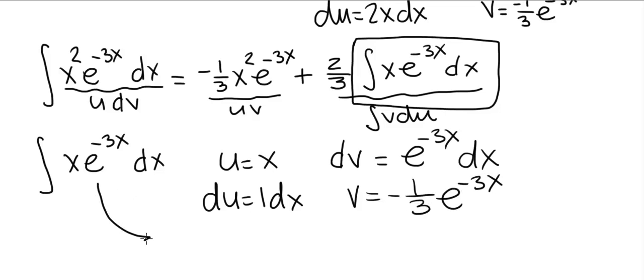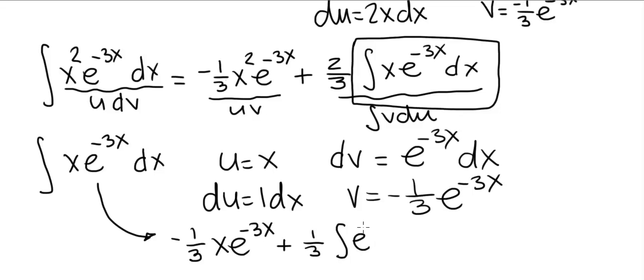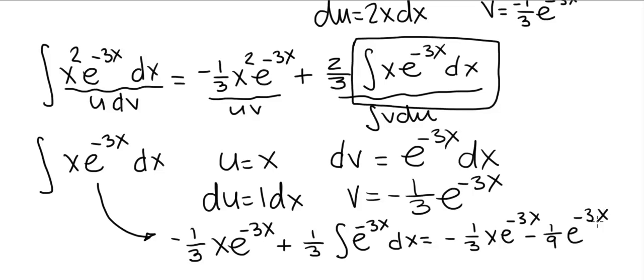So this integral is u times v, minus 1/3 x e to the negative 3x, minus the integral of v du, but this has a minus, so this will be plus 1/3. The integral of v du is just e to the negative 3x, and this integral is easy. We can do it using the formula above. So this is minus 1/3 x e to the negative 3x minus 1/9 e to the negative 3x.